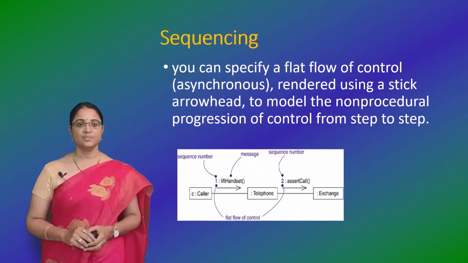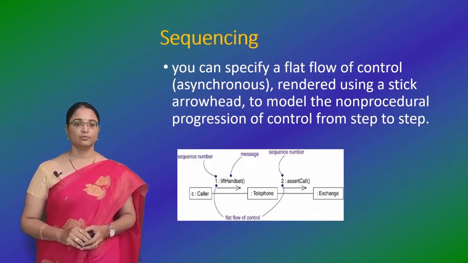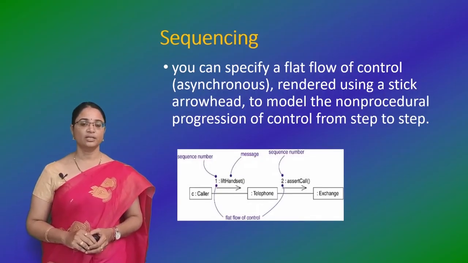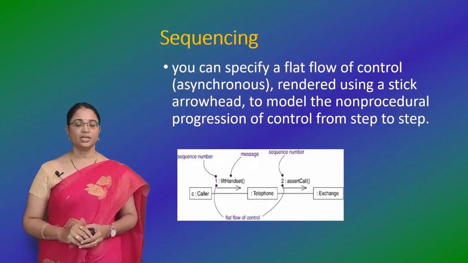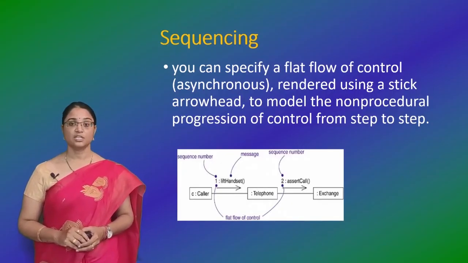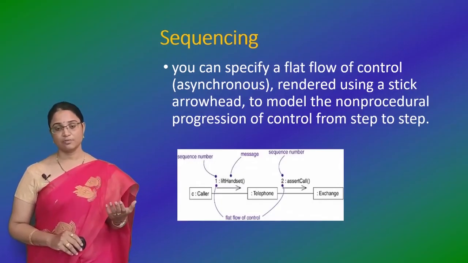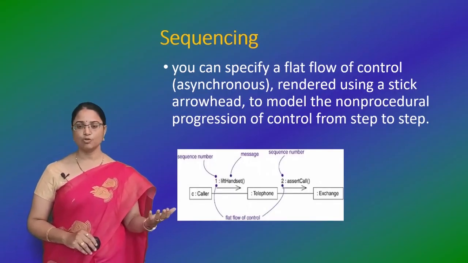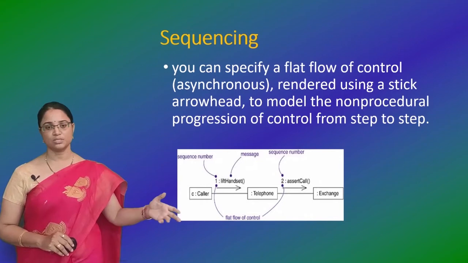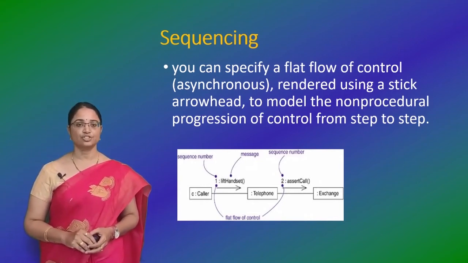In this case, the message is accept call. If you see the figure here, we have three objects: caller, telephone, and exchange. It has a flat sequence with no subsequences. If it is a flat sequence, we can number it 1, 2, 3, and so on. If there are subsequences, meaning you want to represent the procedural or nested sequence, then you go for 2.1, 2.2 subsequences.